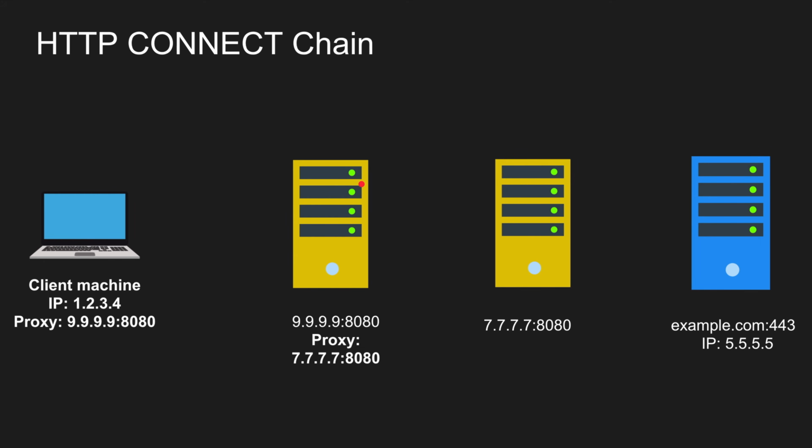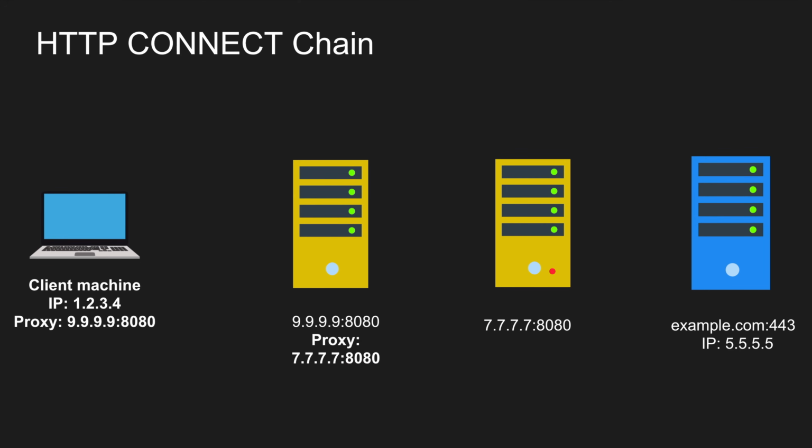Let's talk about HTTP CONNECT chaining. So you can do chaining if you have multiple proxies in the middle. Let's say you have the client machine, and this is my proxy, 9999.80.80, and this is the proxy that I'm connected to, 999.80.80. But this proxy itself has a proxy, which is another completely different proxy, 777.80.80. So how will this look?